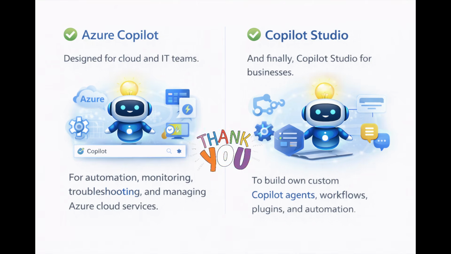Next one is Azure Copilot. This version is designed for cloud and IT teams. It helps with automation, monitoring, troubleshooting, and managing Azure cloud services. And finally, Copilot Studio. This version is for businesses. Here, companies can build their own custom Copilot agents, workflows, plugins, and automation. This is where Copilot becomes fully customizable.